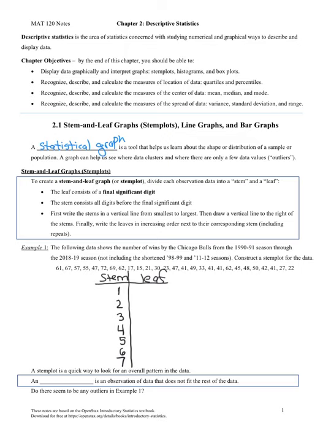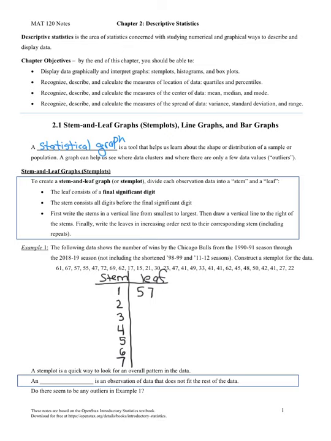Now, once we do that, we are going to look at our data in order from smallest to largest. Notice the 15 is the smallest, and then after the 15, we'll go to 17. What we do for that is, in this case, the 15 and the 17 will be listed as the leaf in this way. The 1 and the 5 represents the 15, the 1 and the 7 represents the 17.